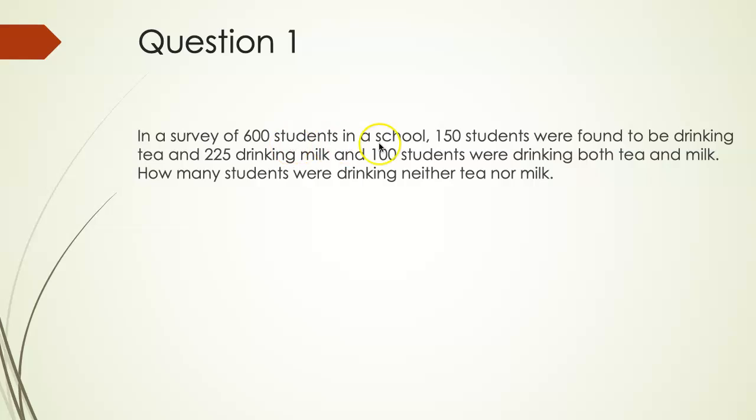In a survey of 600 students in a school, 150 students were found to be drinking tea and 225 drinking milk, and 100 students were drinking both tea and milk. How many students were drinking neither tea nor milk?